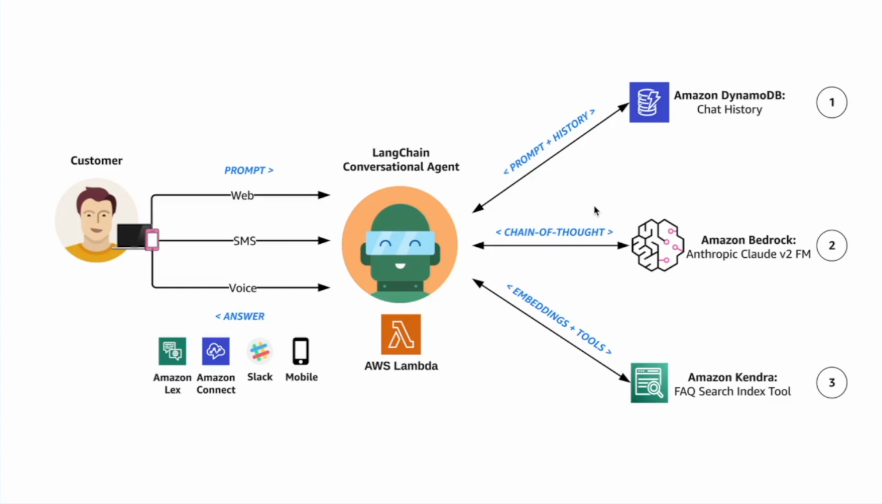If the agent needs to use a tool, then it has the ability to access one tool, an Amazon Kendra index, that allows us to pull in relevant documents and text from web pages as embeddings, as we continue to iterate through our chain of thought reasoning until the agent finally comes up with a final answer that it can send back to the customer over the same channel through which they began the interaction.